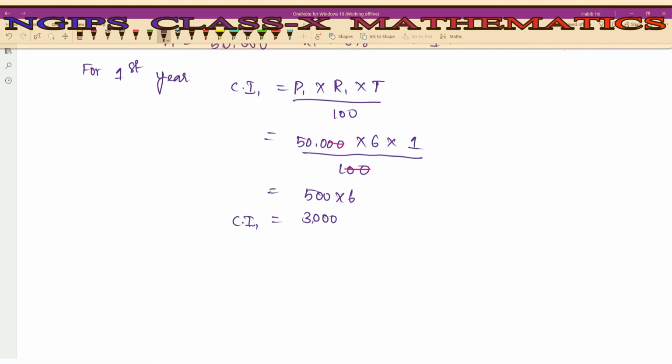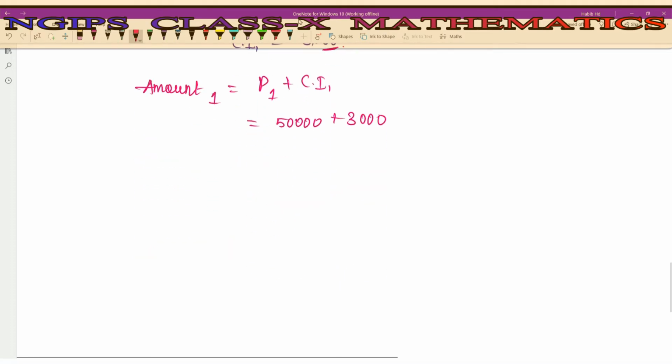Now we need to calculate the amount. So the amount for the first year is equal to the principal of the first year plus the first year compound interest. The principal we have is 50,000 plus 3,000 interest. Now if you add both, what will we get? The first year amount is equal to 53,000. Okay, this is the amount he is going to pay for the first year.